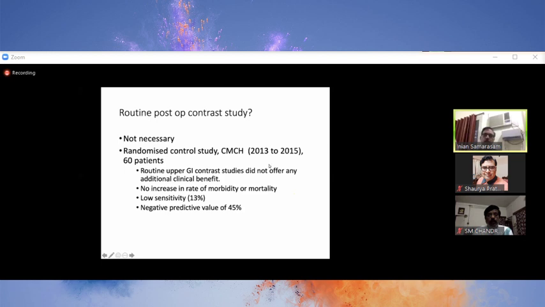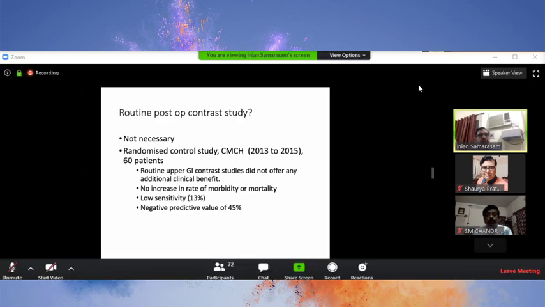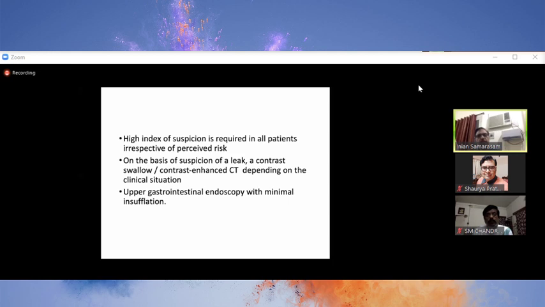Now, do we need to do a routine postoperative contrast study? We actually did a randomized controlled trial, and basically we found, and again the literature also says, that it is not necessary to routinely do a contrast study post-esophagectomy. You need a high index of suspicion. And if you suspect clinically that the patient has got a leak, then based on that, you can do a study rather than doing the study for everyone.